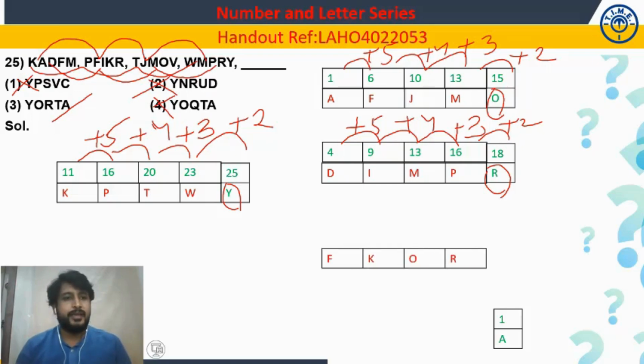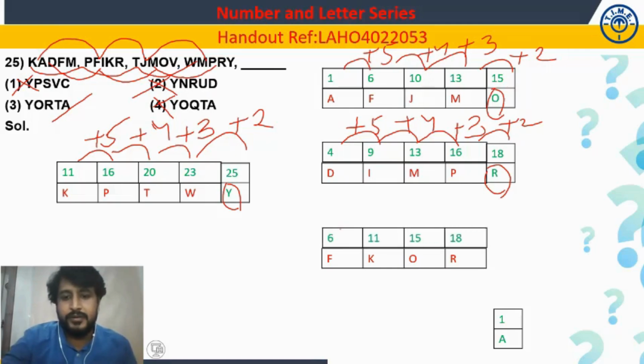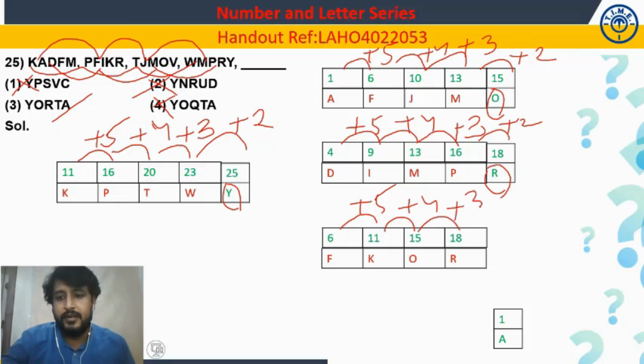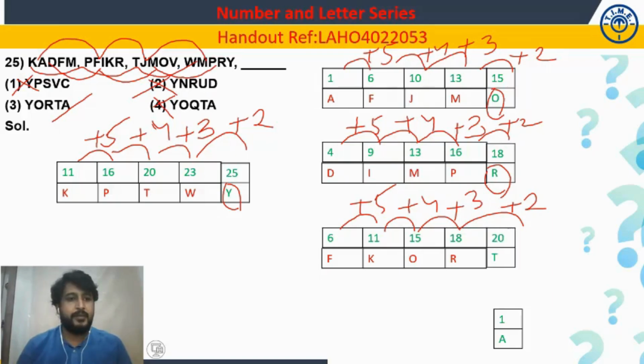Fourth letters in each group: F, K, O, R. F's place value 6, K's place value 11, O's place value 15, R's place value 18. Now 6 to 11 plus 5, 11 to 15 plus 4, 15 to 18 plus 3. So plus 5 plus 4 plus 3, what will be next? Plus 2. So 18 plus 2, 20. Which letter place value is 20? T. It is perfectly matching with the third option, Y, O, R, T.